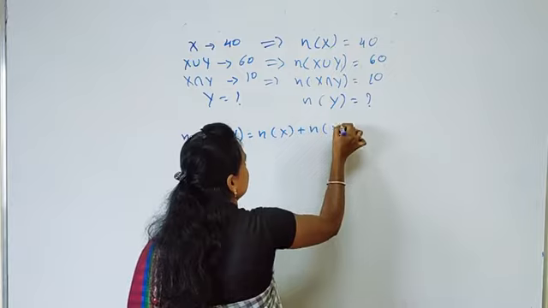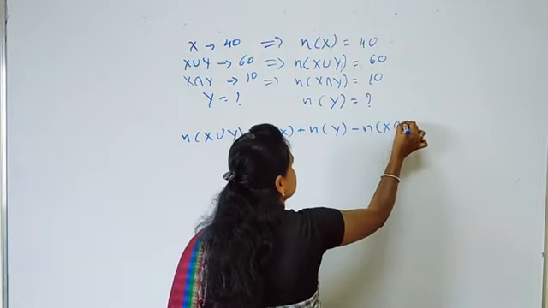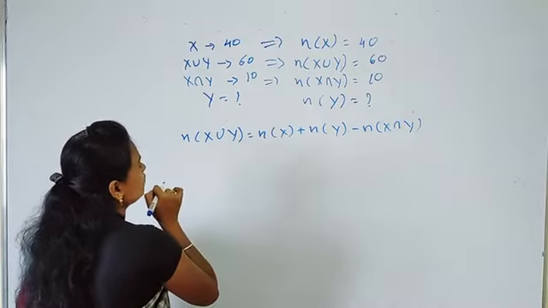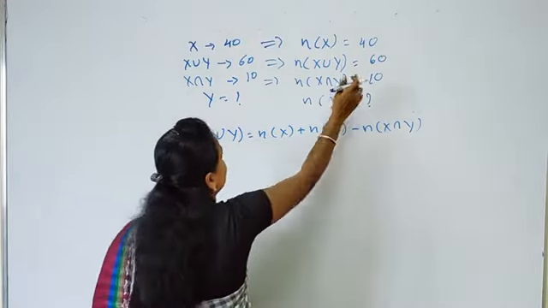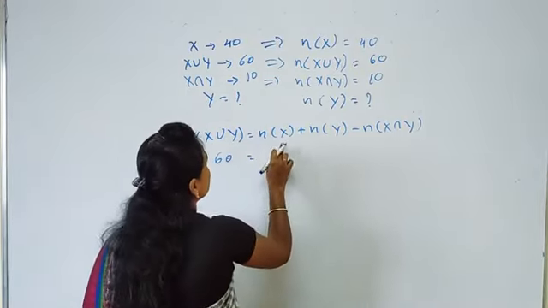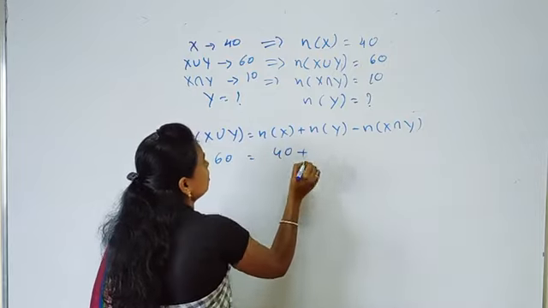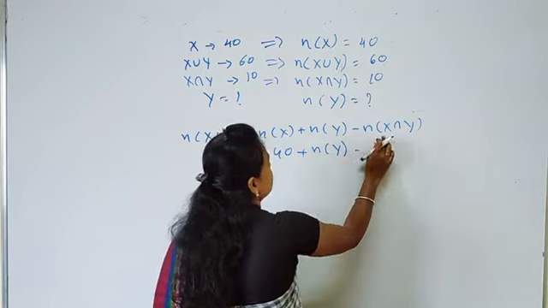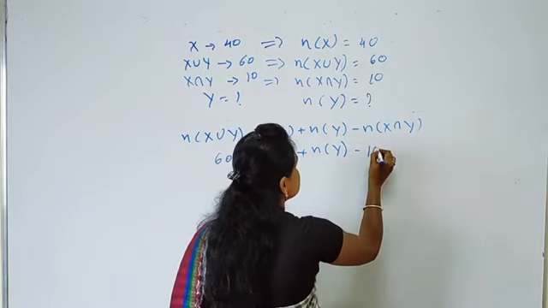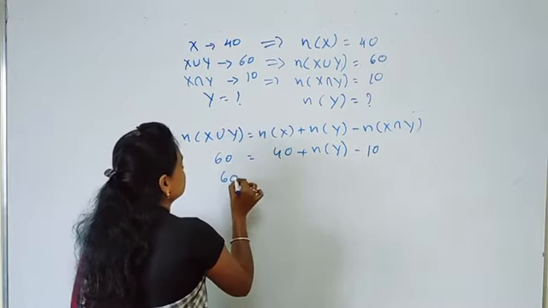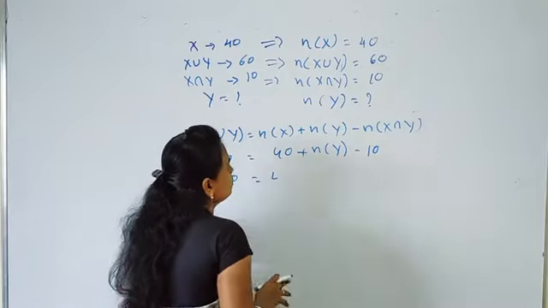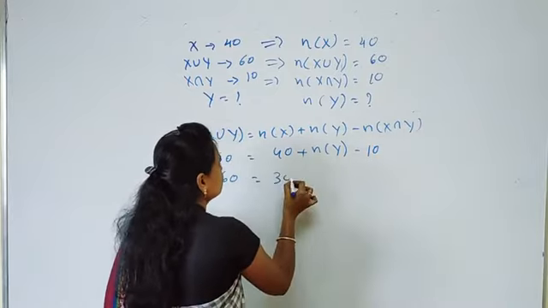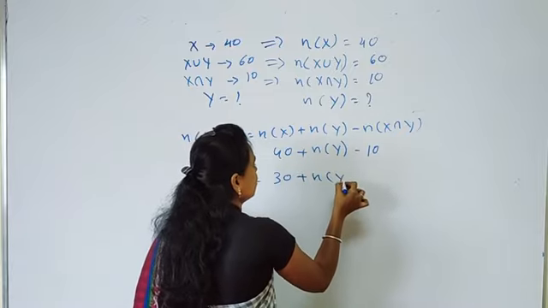plus n of y minus n of x intersection y, right? So first substitute the values. N of x union y is 60, that is equal to n of x, which is 40, plus n of y, we don't know the value so write as it is, minus n of x intersection y, which is 10. So 60 is equal to 40 minus 10, that is 30, plus n of y.